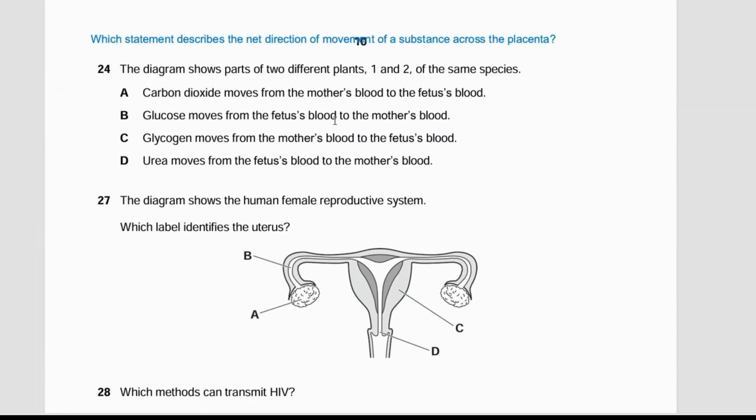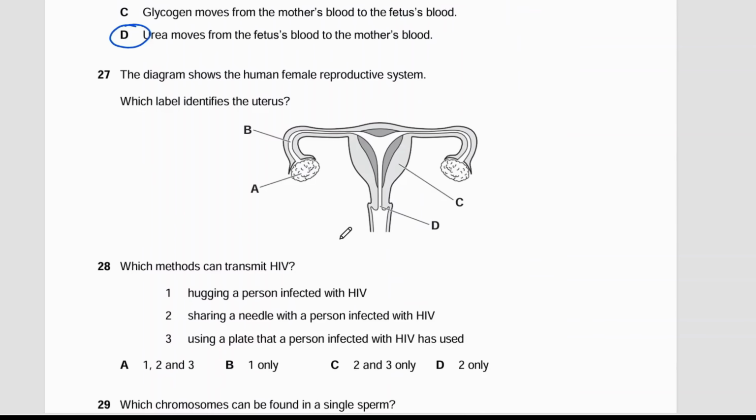Okay, you're saying it's what? It's D. Urea moves from the fetus's blood to the mother's blood for removal. Yes, urea and carbon dioxide. So the first one is incorrect because it's written the opposite way. Glucose, glycogen, not in question.